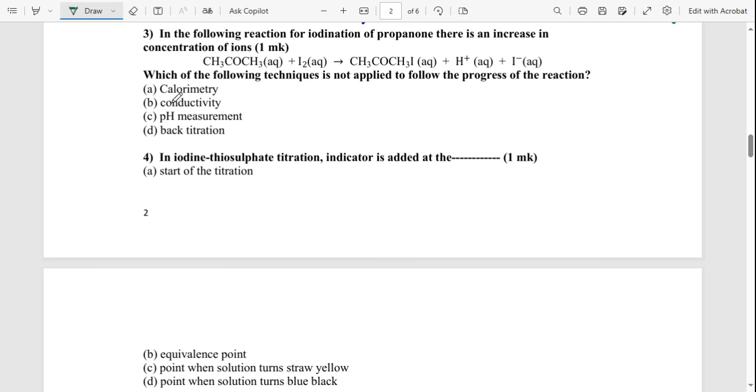Calorimetry measures the energy in a reaction. Conductivity, you are going to be measuring the change in the ion concentration. Remember, the question is asking what technique you can use to follow the concentration. Conductivity, it is the ion concentration. And then pH, you measure pH by looking at the concentration of hydrogen, that is still concentration. Back titration, it is a titration, and in a titration you use the concentrations. So the answer here is calorimetry. With calorimetry you don't really use the change in concentration, because what you use is the changes in energy.